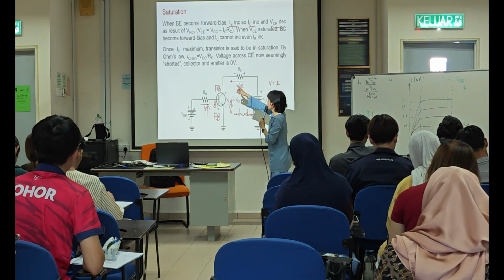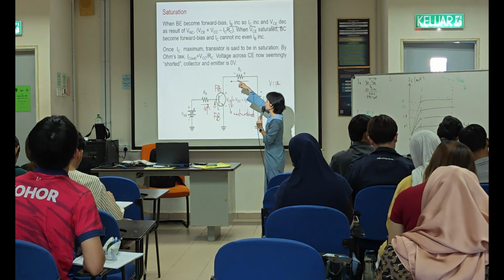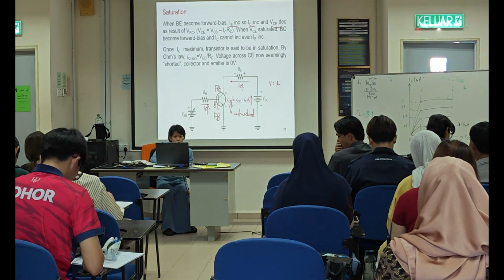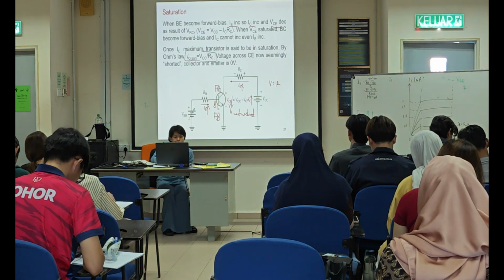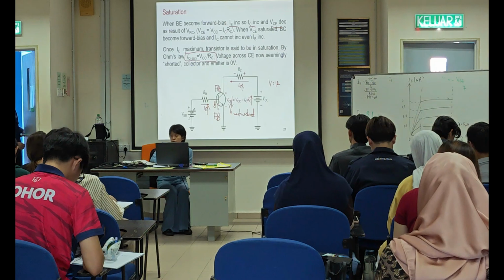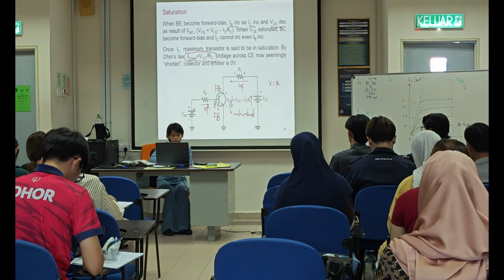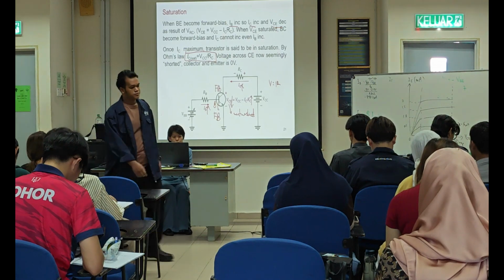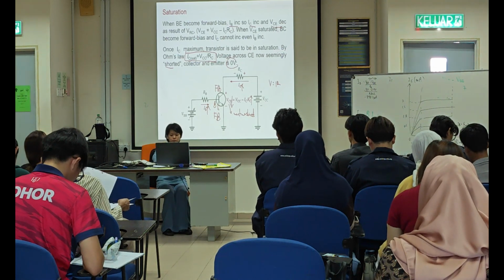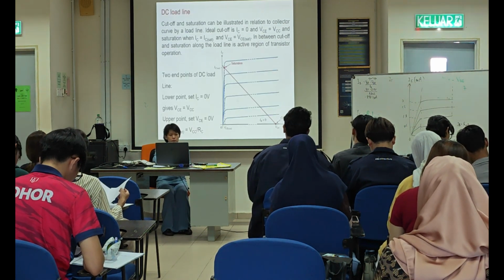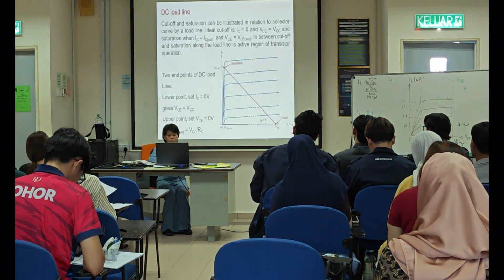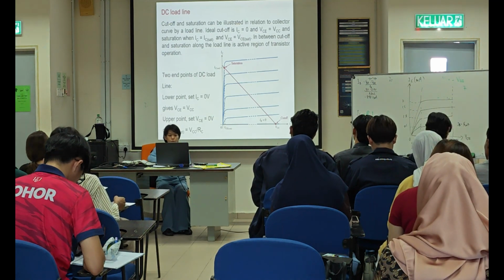By Ohm's law, IC saturation is equal to VCC divided by RC. This is the formula to calculate the saturation value. In saturation the voltage across the CE seems shorted, so the collector and emitter voltage is 0 volt. So this one is saturation. Exercise: until here, and the exercise, if we have time we do together. If we don't have time, you go back and do it.